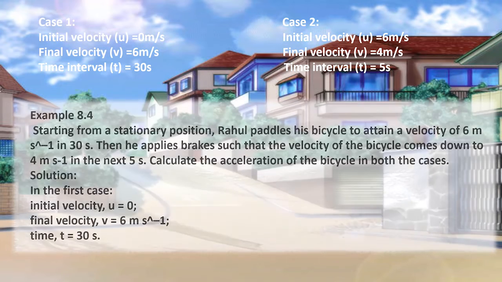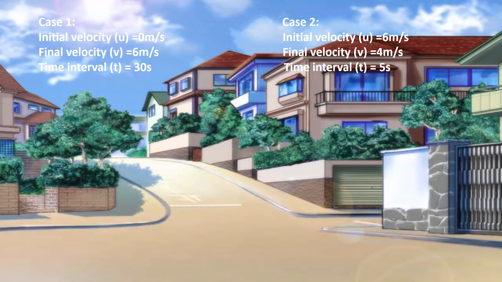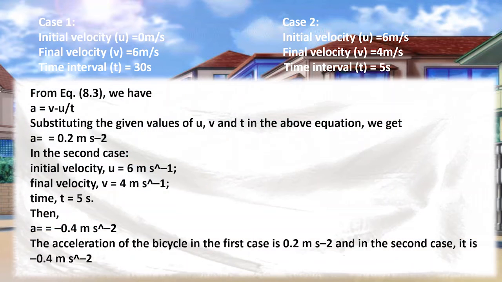To find acceleration in both cases. Acceleration a is v minus u by t. Case 1, a equal to 6 minus 0 by 30 equal to 0.2 meter per second square. Case 2, a equal to 4 minus 6 by 5 equal to minus 0.4 meter per second square. The acceleration of the bicycle in the first case is 0.2 meter per second square, and in the second case it is minus 0.4 meter per second square.